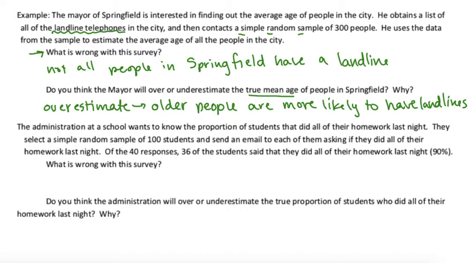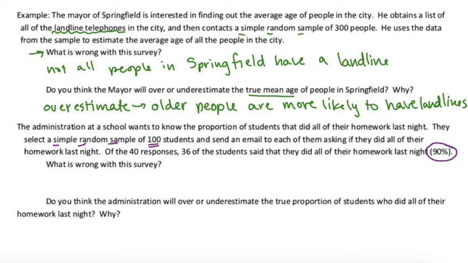Our second example says the administration at a school wants to know the proportion of students that did all their homework last night. They select a simple random sample of 100 students, and they're doing that well, and send an email to each of them asking if they did all their homework last night. Of the 40 responses, 36 said that they did all their homework last night. So 90% of students do all their homework the previous night. What's wrong with this survey?